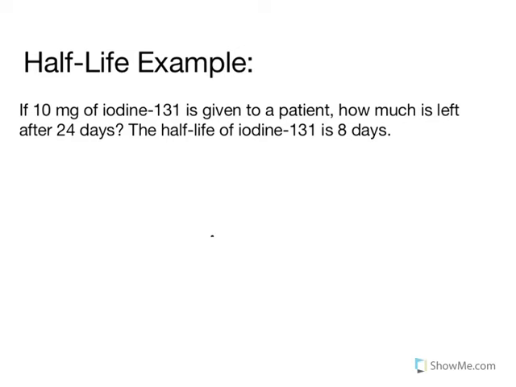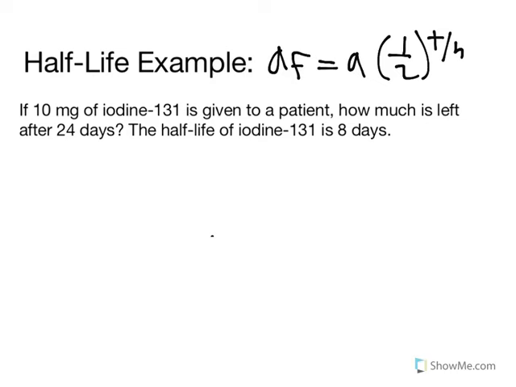So here we have an example of a half-life. If 10 milligrams of iodine 131 is given to a patient, how much is left after 24 days? The half-life of iodine 131 is 8 days. Remember that the half-life formula is final amount equals the initial amount times 1/2 to the t over h.